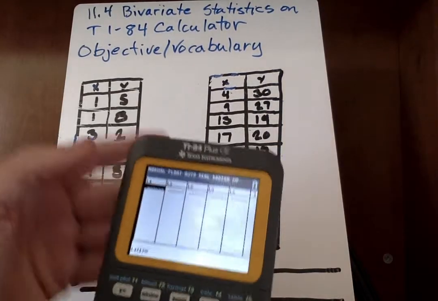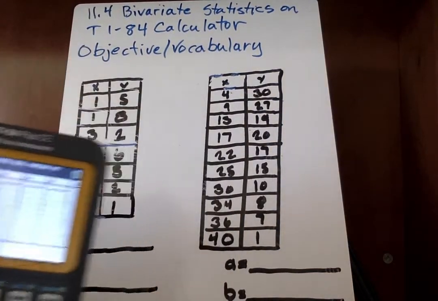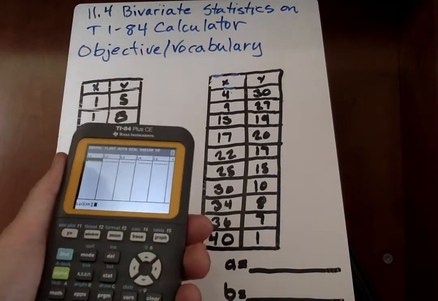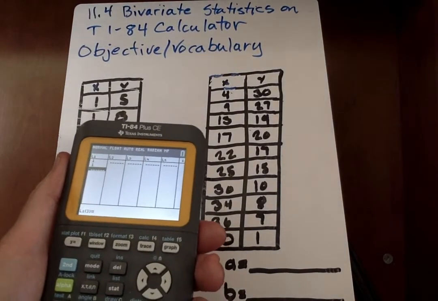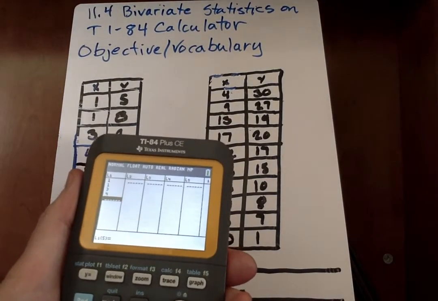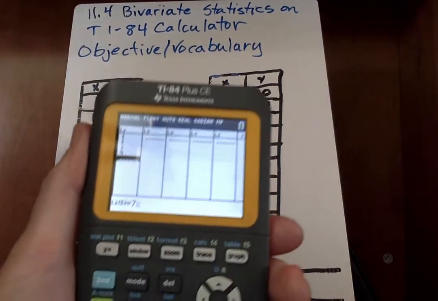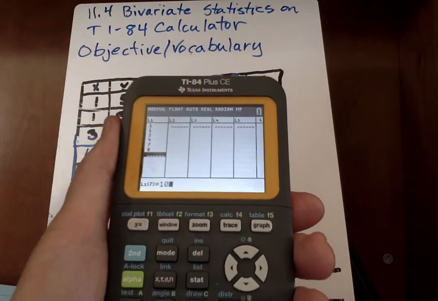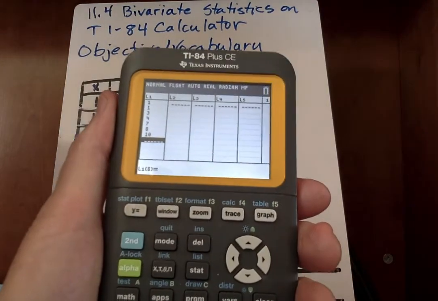Now in L1, I'm going to put all my X values. So go ahead and put them in. 1, enter, 1, they're all on your paper. 3, 4, 7, 8, 10. And that should be all of your X values.